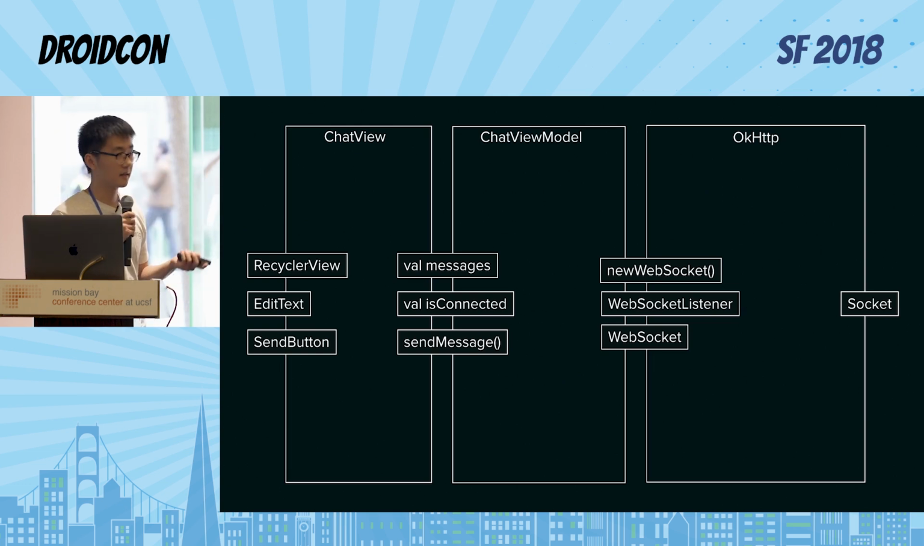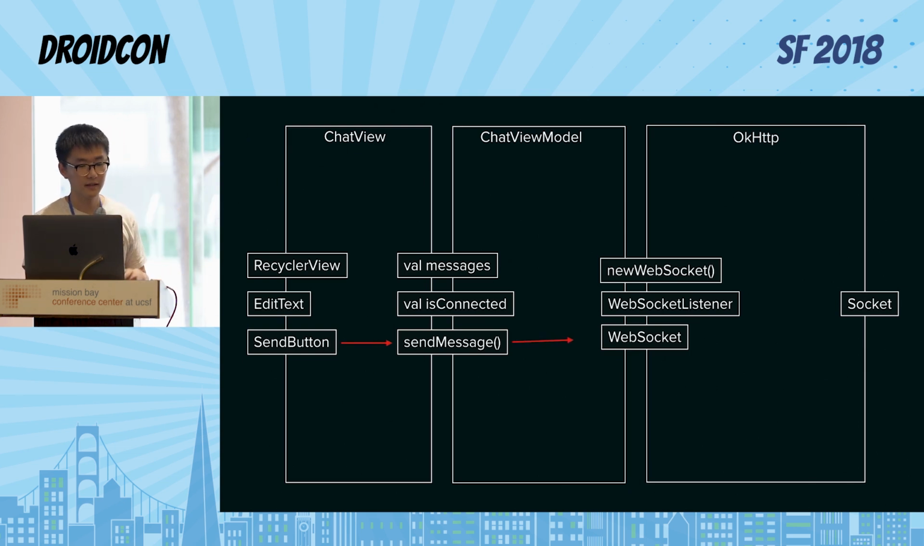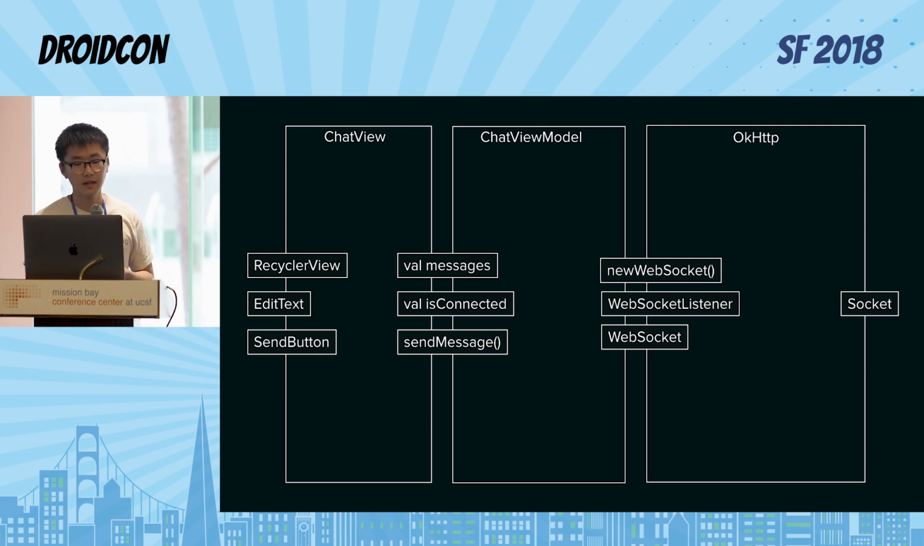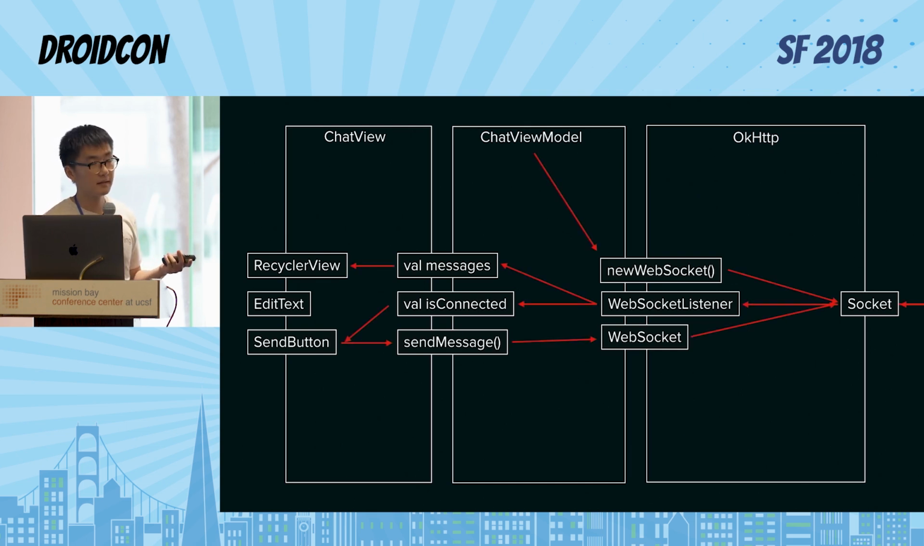After the user has composed a message and hit the send button, the send message method on the view model is triggered, and the message is forwarded to OkHttp. These are all the interactions between components. It's easy to understand, right?